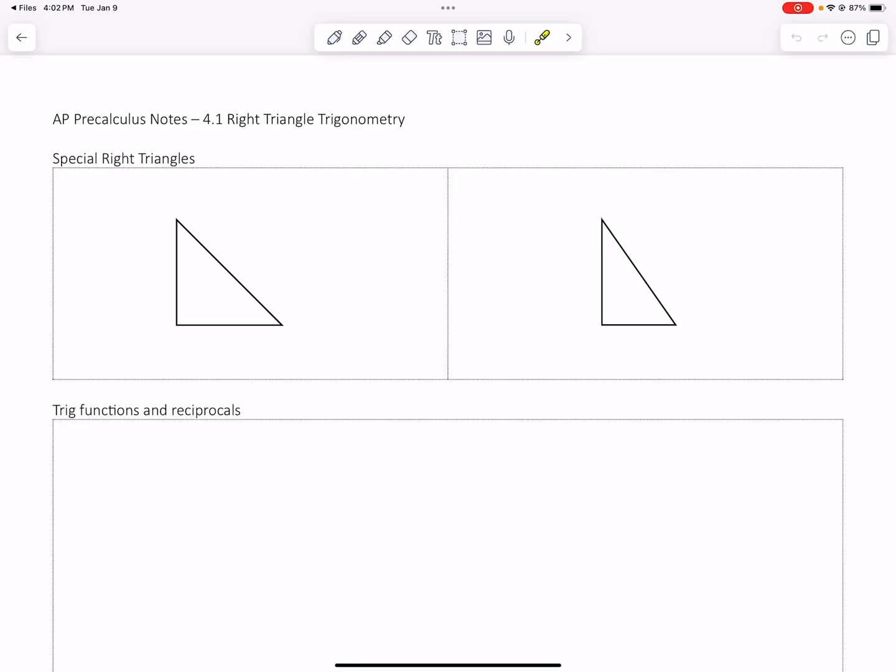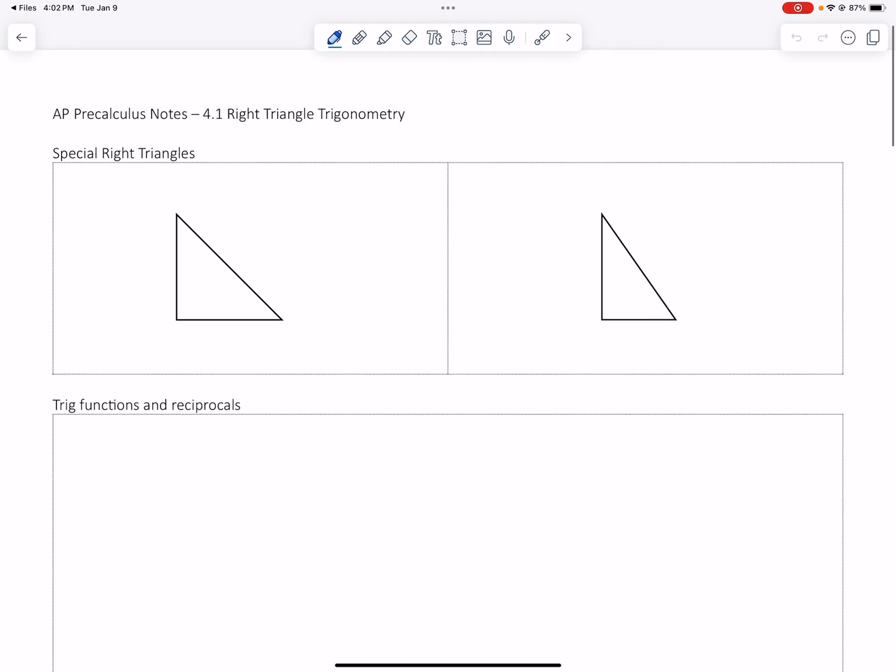Okay, so let's go ahead and talk about some right triangle trig. That means we need to remind ourselves of some special right triangles. So we have, of course, some of our favorite triangles here, which are our 45, 45, 90 triangle, meaning that you have your 90 degrees and two 45s. As a reminder, it's an isosceles triangle, so those two sides are congruent, and then your hypotenuse is your side times the square root of 2.